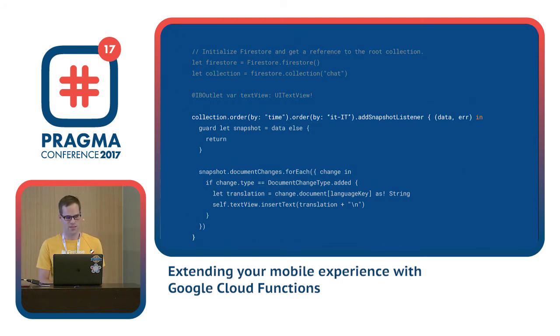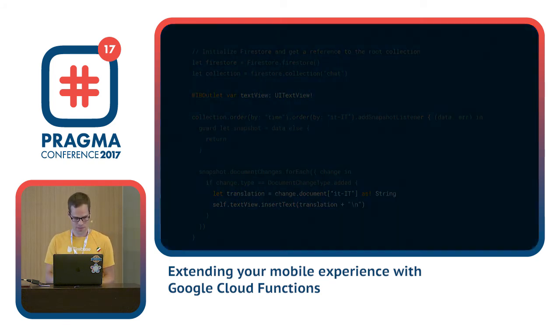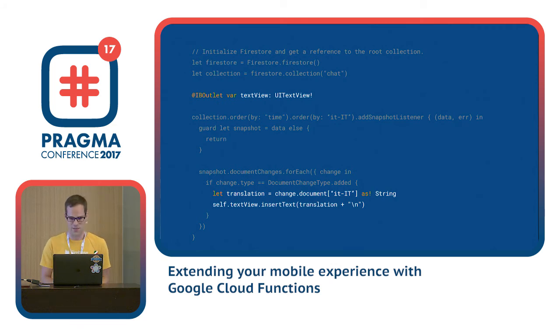For this specific listener, we use Firestore's advanced query capabilities to only show Italian translations and to further sort them by the time field we added earlier. Firestore now invokes our onSnapshot callback every time new data is added. Since we never mutate our data, we can simply look for newly added documents. We then extract the Italian translation from these documents before we append them to a text view.